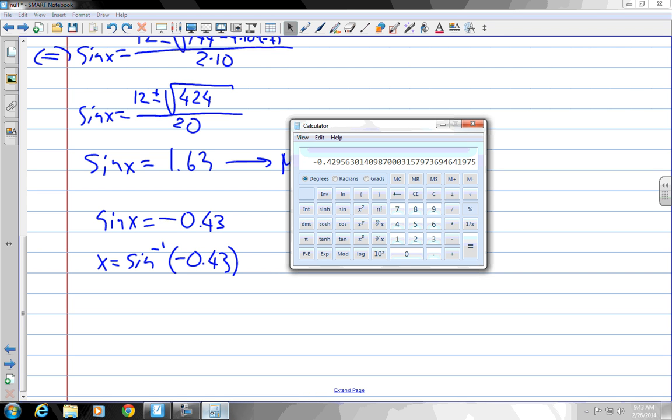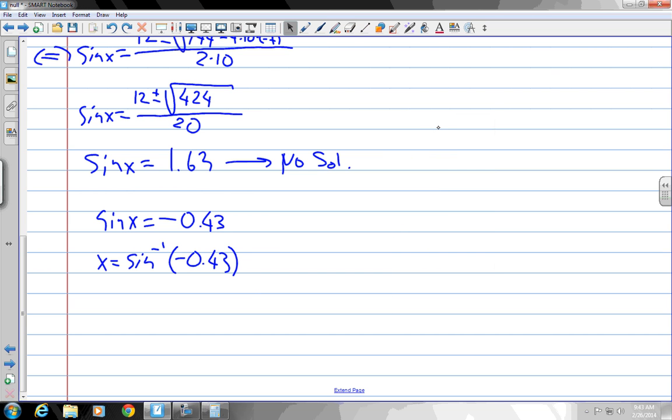So I'll end up in the fourth quadrant, because the sine is negative. So the solution will be in the fourth quadrant. So inverse sine of negative 0.43 gives negative 25.5. I'm being free with my rounding here, ignoring how many decimals we're carrying, so negative 25.5, right?